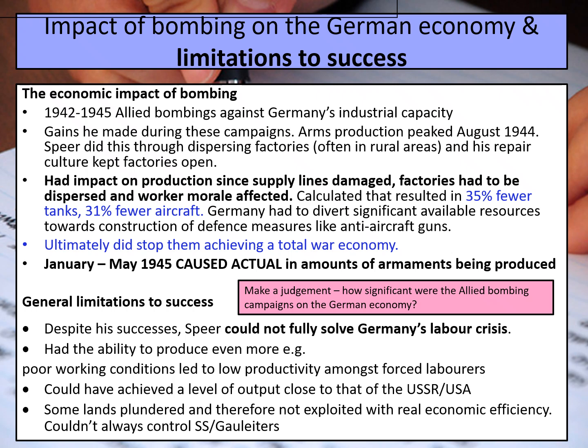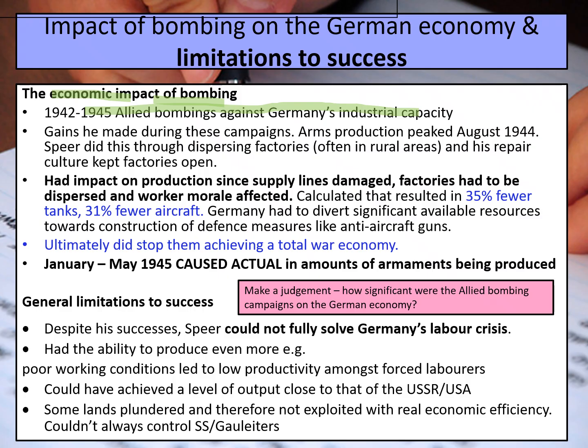So if we first of all think about the economic impact of bombing and how this negatively affected the German wartime economy. Now remember that bombings had begun in March 1942 with the RAF bombing the city of Lübeck, and then that continued in 1943 when it reached a much greater intensity with 43 cities that were bombed between March and July. Now, between 1942 and 1945 then, Allied bombings against Germany were really focused on their industrial capacity. They had wanted to damage their ability to become fully efficient with their economy, but they'd also wanted to damage worker morale and lead to the end of the war that way.